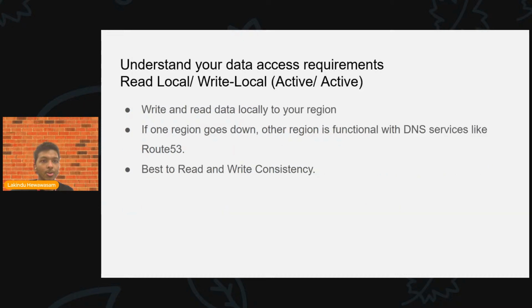And then you might have read local and write local. So what this does is it reads and writes data within that specific region. It does not have a global write region. So every region has a write and read operation. And if one of your regions goes down, the other region is functional with health-based routing on Route 53. So that's basically your active deployments, where you have two active regions, and Route 53 serves traffic based on the load or geo location, latency driven, and so on.